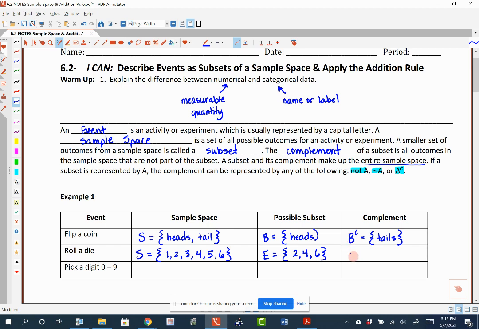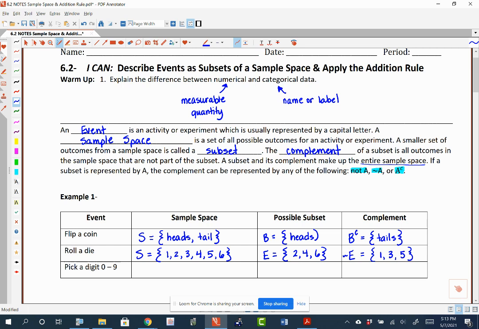So that means there must be a complement. Well, maybe I'll change that. Let's put a tilde in front of that. Let's call that not E. So not even would be everything else from the sample space that wasn't in my smaller subset. In this case, it would be my odd numbers, 1, 3, and 5.